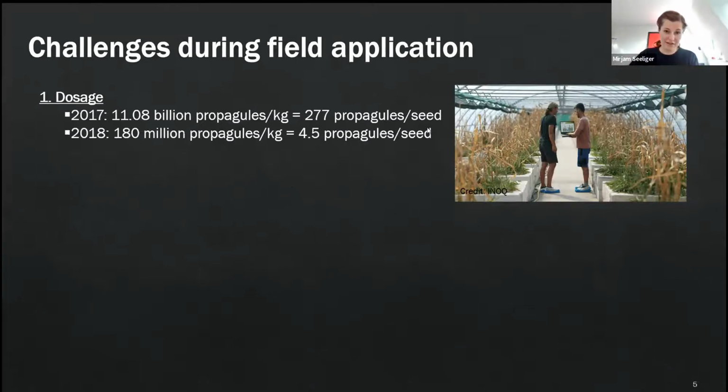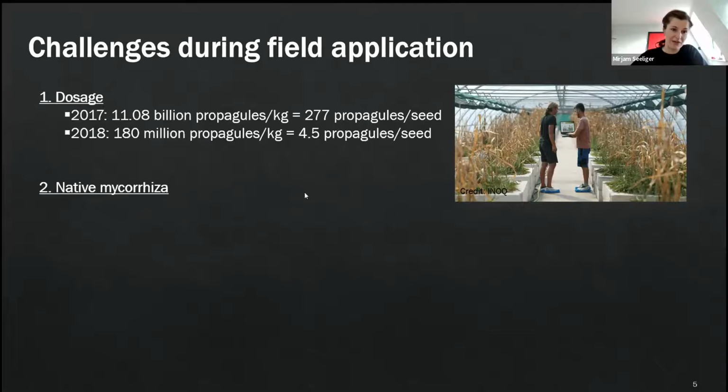And if you calculate that back to the seed rate, it's very different how many propagules you have per seed. And I think this is maybe something that we need to discuss later on, how we can adjust that in the future, or if this is just something that needs to be changed during production.